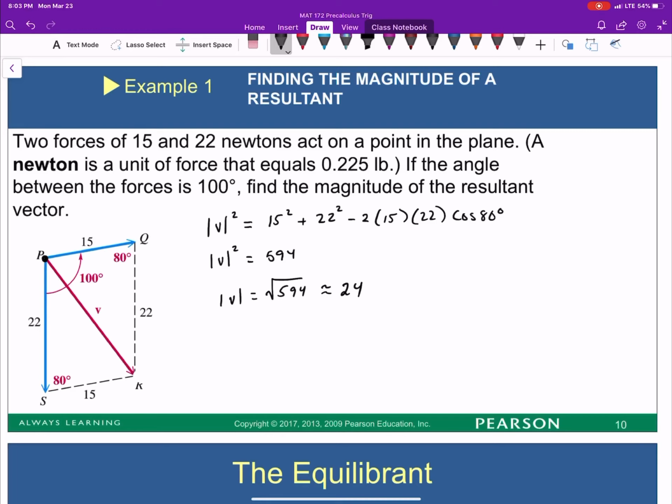So, the magnitude of V squared is equal to around about 594. So, when we take the square root of both sides, we have the square root of 594 is equal to approximately 24. So, when we do this, we basically just use the law of cosines to do this.